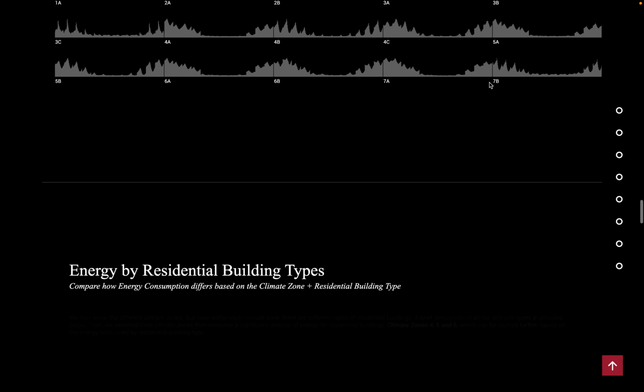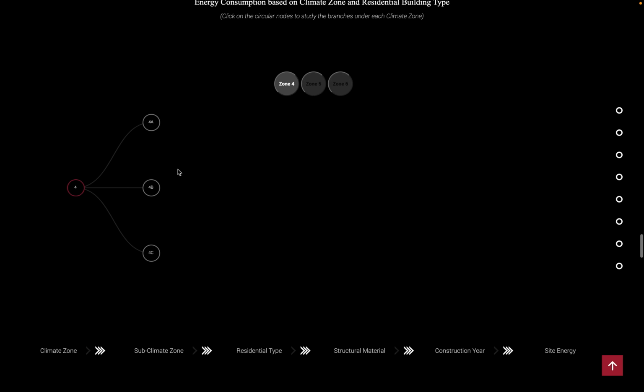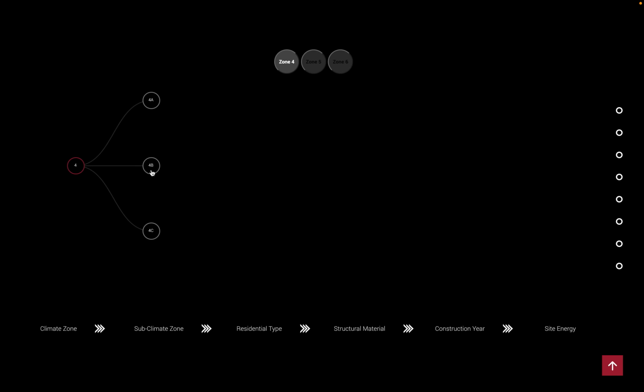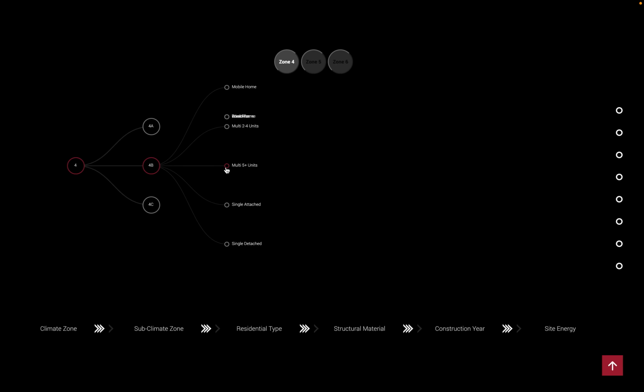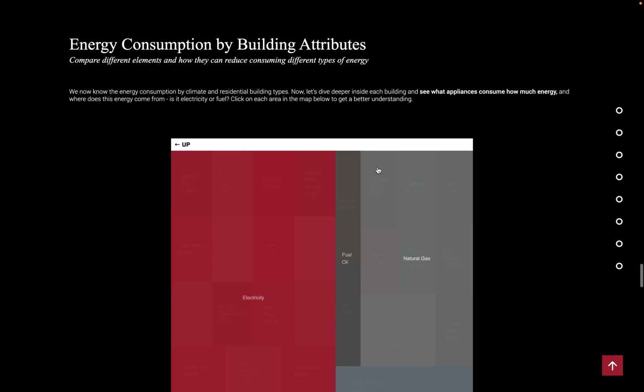Further, there are different types of residential buildings. To understand this, we zoom in on three climate zones and show their energy usage based on the residential building type, the construction material, and the year of construction. We can dive deeper and see what elements in a building consume different energy.